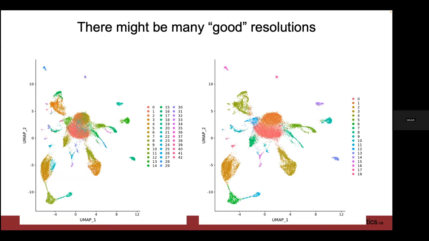And there might be lots of correct resolutions. You might have a data set where five clusters makes perfect sense. That's your T cells, your epithelial cells, your endothelial cells, your tumor cells, and your macrophages. But also a higher resolution with 20 clusters also makes sense because that's differentiating your CD8 T cells from your CD4 T cells from your Tregs. Both of those clusterings are perfectly valid. So here's a data set clustered at two different resolutions, one where there were 18 different cell types, another where there were 42. In the original paper, they actually clustered at an even higher resolution and said there were 48 different cell types.